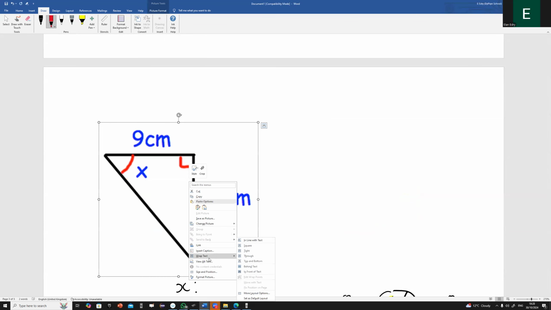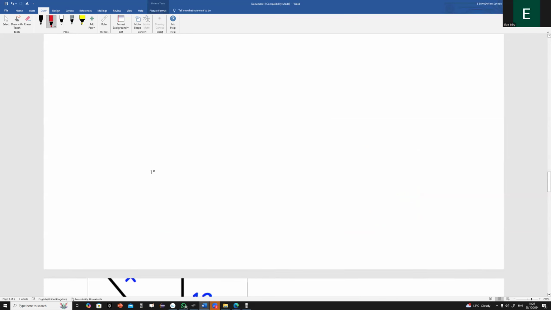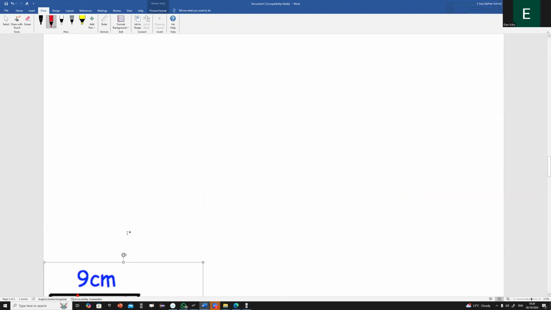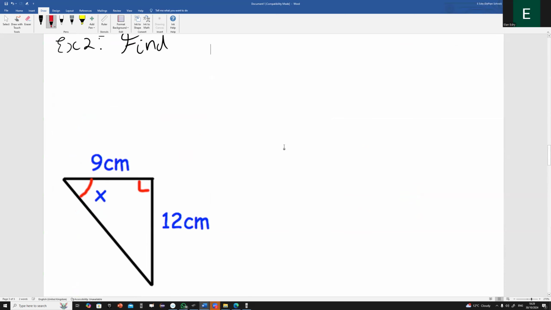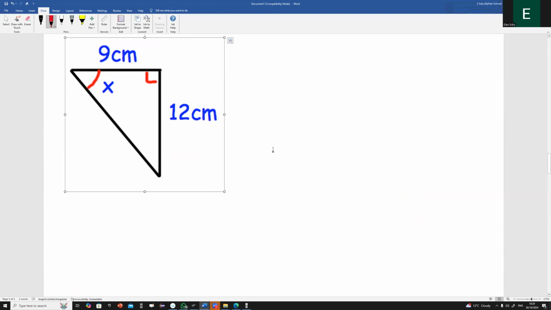Okay, so let's do this one. Okay, so we want to work out the angle x for this right angle triangle. So for this one, the hypotenuse is here. It's not given to us. What is the opposite? Or how long is the opposite, I should say?